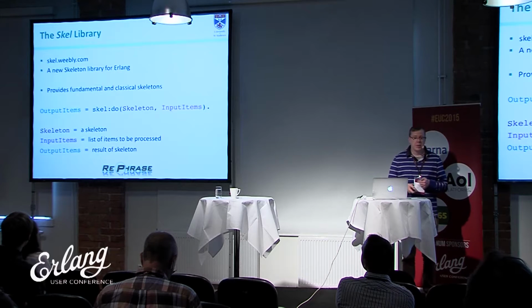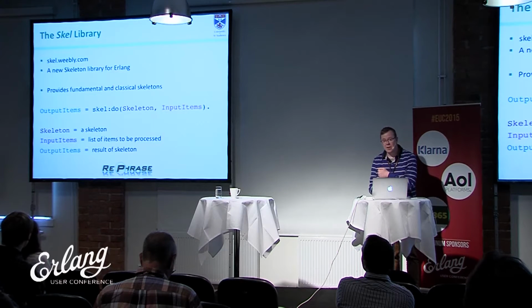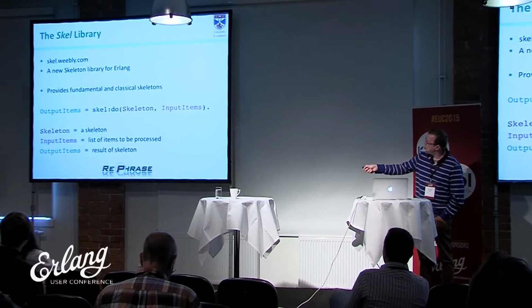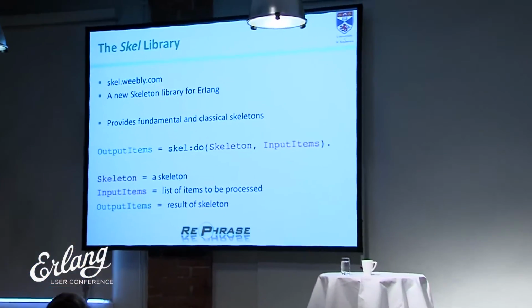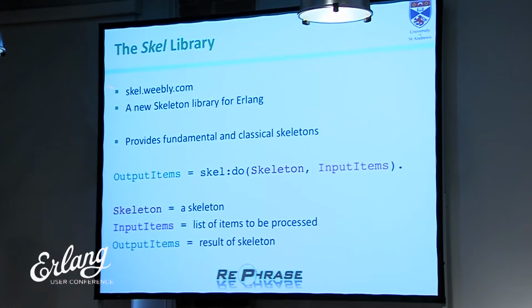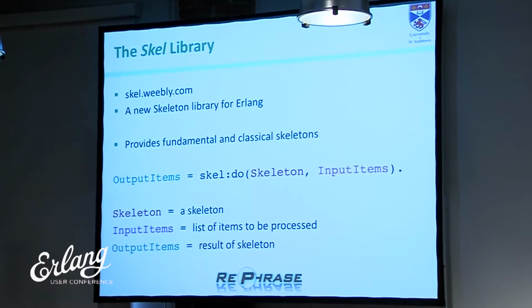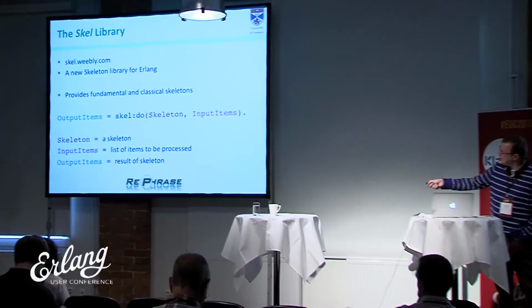So what we've done is we've implemented a parallel pattern library in Erlang. So everybody can go away and download this. It's free. We have a website here called skel.weebly.com. So the name of the library is called Skel, short for skeleton. Very imaginative name. It's basically a library of skeletons for Erlang. It has quite a number of different skeletons there, and they're growing all the time. As people are providing us with new types of applications, we're adding new different types of patterns to that library. The general API of it is very simple.